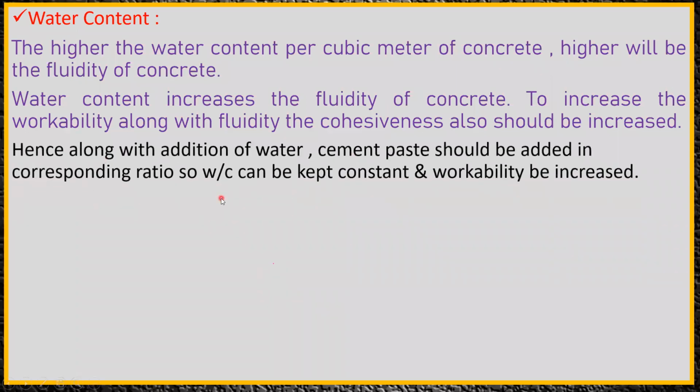So hence, along with the addition of water, cement paste should be added in corresponding ratio so that the water cement ratio can be kept constant and workability is increased, right? This is how you have to increase the workability. If you want to increase the workability, along with adding water, the corresponding amount of cement should also be added so that the water cement ratio remains balanced, and as a result of that, the workability is going to increase.